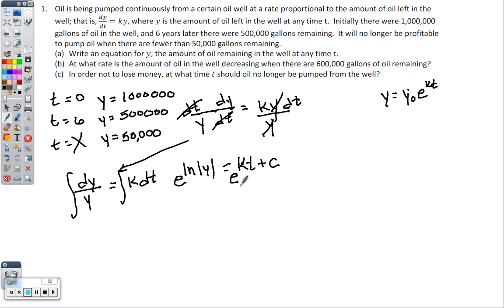Raise both sides to the power of e, and those cancel. Then you do need to make a quick comment that e raised to any power is always greater than 0. And so you can drop the absolute value at that point. So we can say that y equals e to the kt plus c.